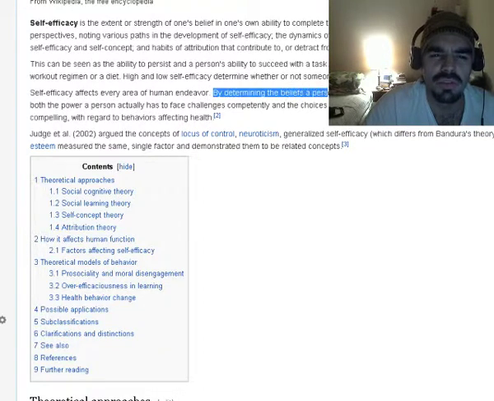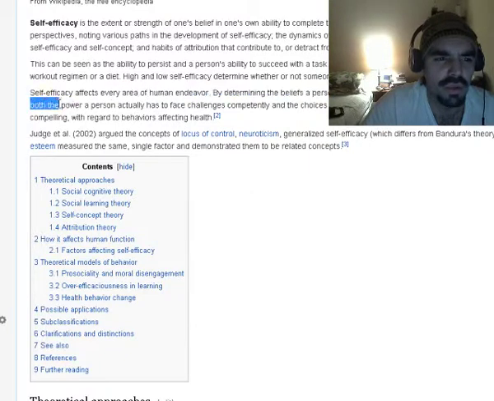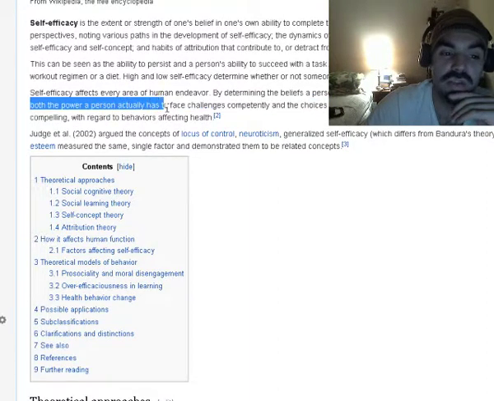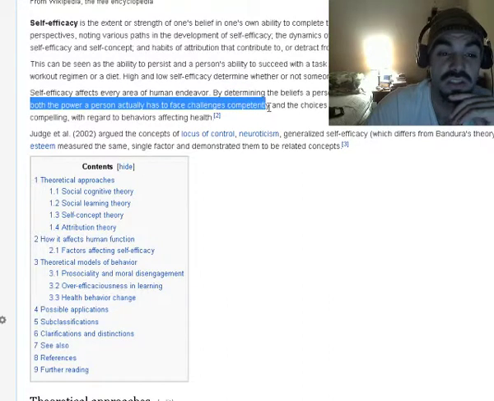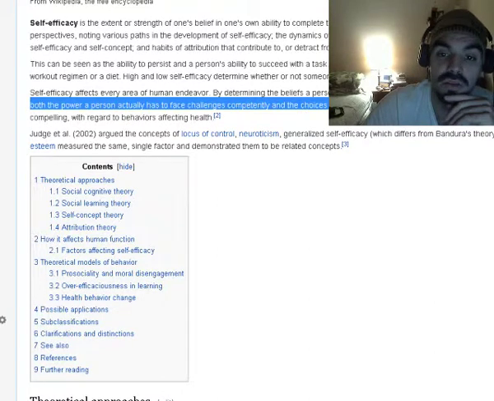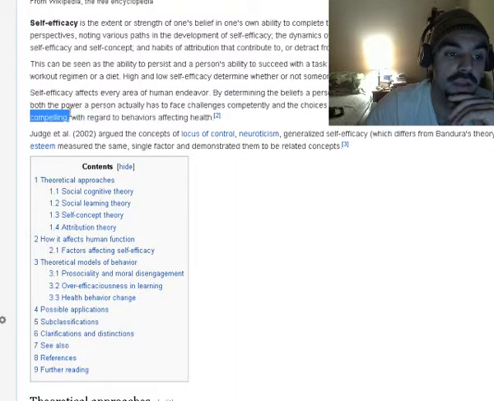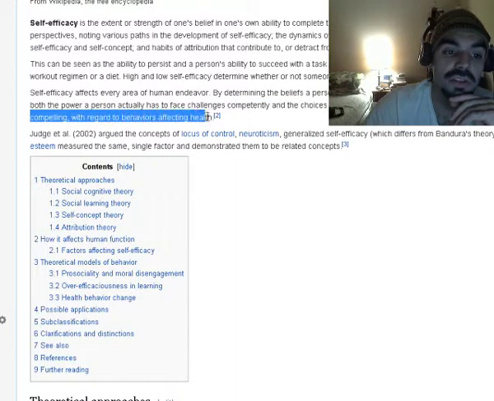By determining the beliefs a person holds regarding his or her power to affect situations, it strongly influences both the power a person actually has to face challenges competently and the choices a person is most likely to make. These effects are particularly apparent and compelling with regard to behaviors affecting health.